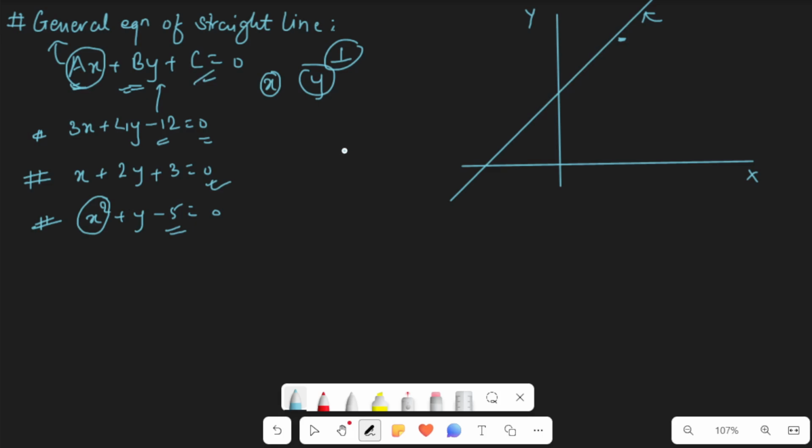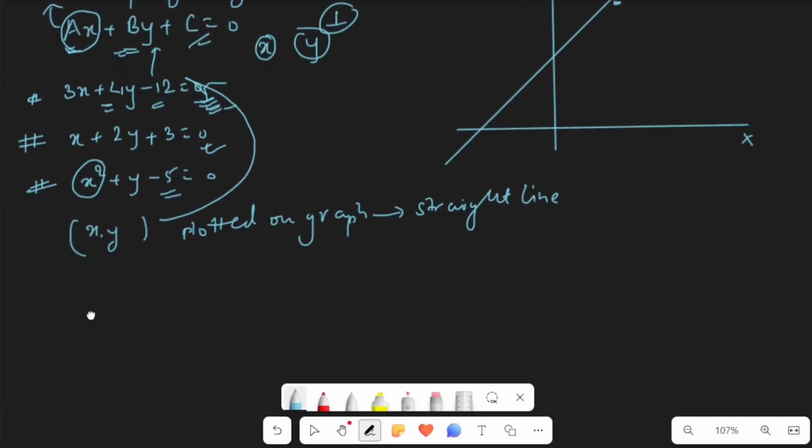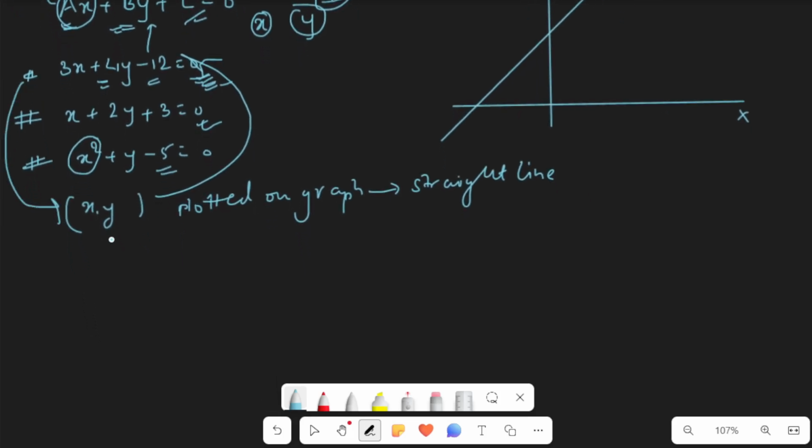So, what does it mean for this equation to represent a straight line? That means if the xy values that satisfy this equation are plotted on a graph, that will result in a straight line. So, an equation represents a straight line means we are plotting the xy values on the graph and that will result in a straight line. For example, let's take this equation.